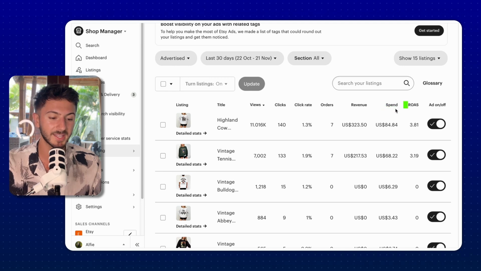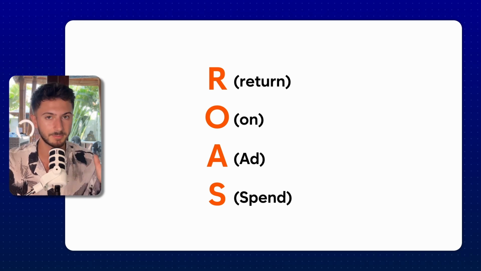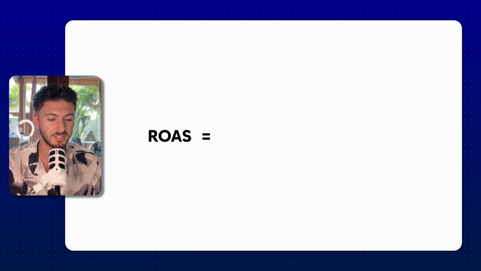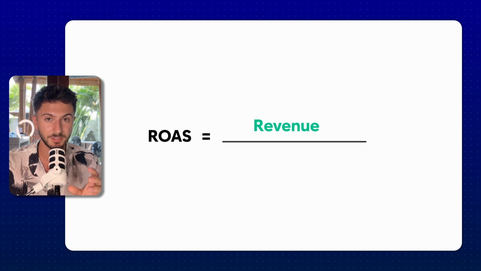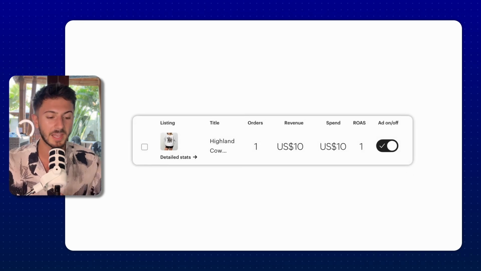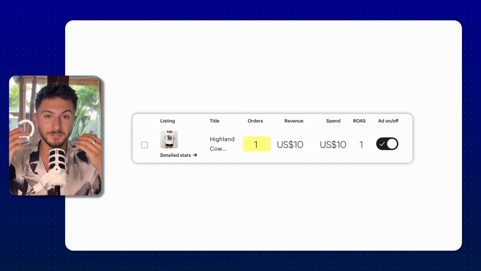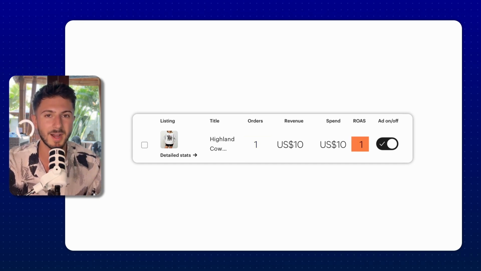And then if we move right again, you will see ROAS. So this stands for return on ad spend. And this is essentially just the ratio of your revenue compared to the amount of money that you've actually spent to earn that revenue from ads. So for example, if you're selling a product for $10 and you have spent $10 on advertising that product to make one sale, then you'd have essentially spent $10 on ads and got $10 in revenue return. This would give you a ROAS of 1.